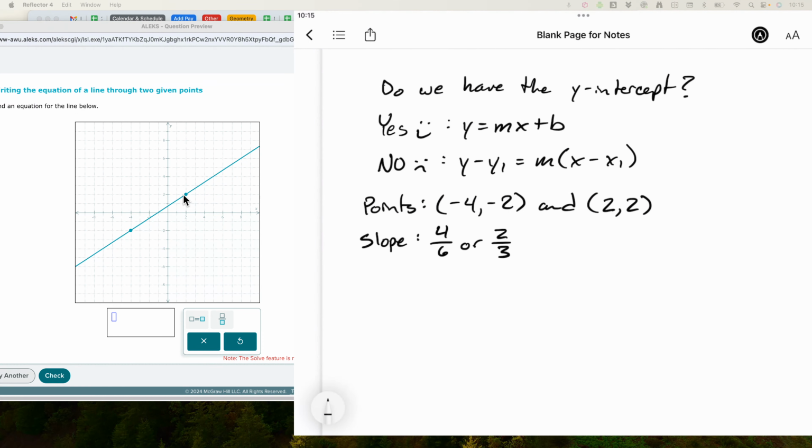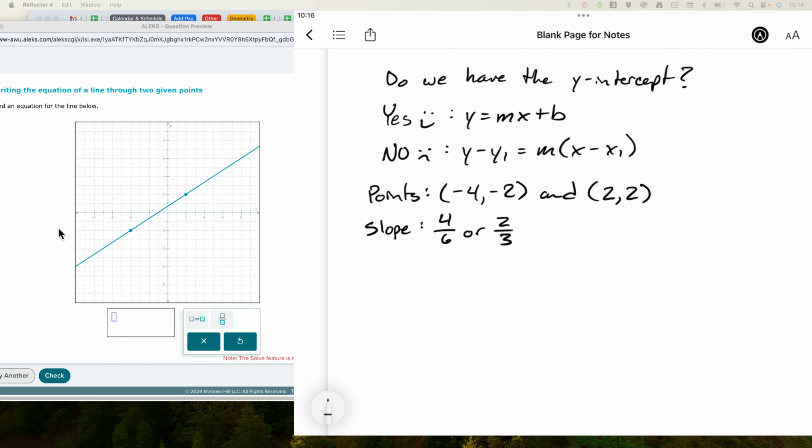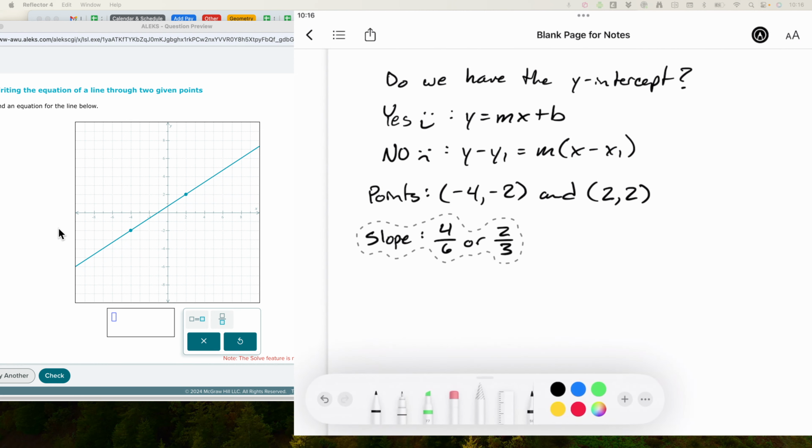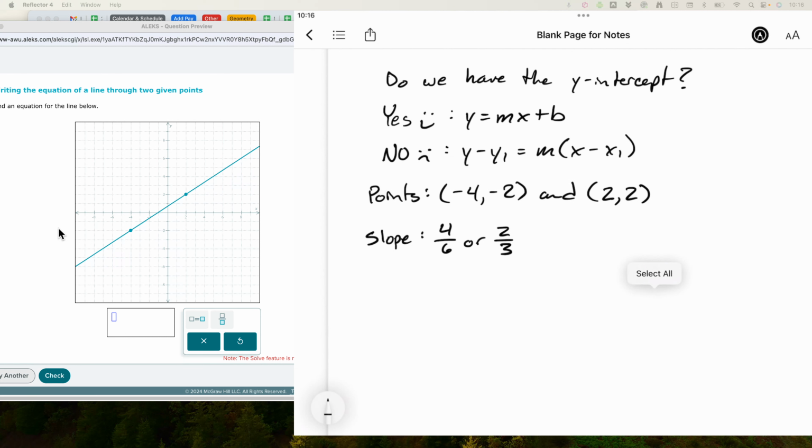Now again, I could find that using those 2 points and using the slope formula, but it's easier just to count it on the graph than it is to do the slope formula. Alex will accept either 4/6 or 2/3 in our answer. I will use 4/6 just to demonstrate that. And so what we need to do is decide which one of those 2 points we want to use in our formula. It does not matter which 2 we use, we can always just pick which one we like better. So I will choose to use 2, 2. Actually, I'll just use -4, -2. I'll call that x1, y1.